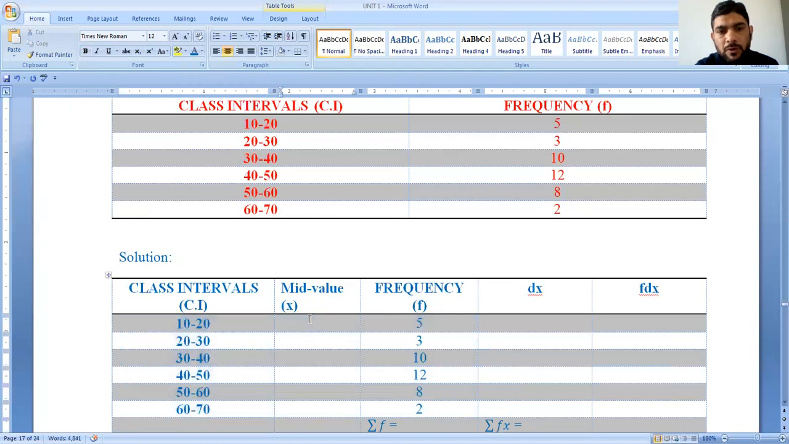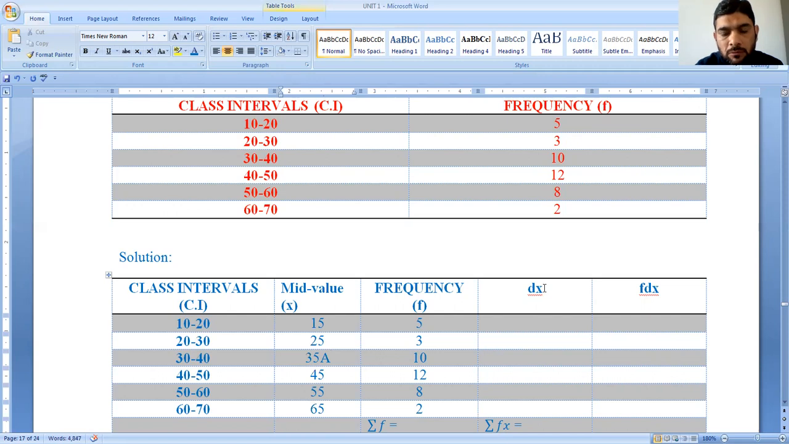Now we have to find out the mid value, that is 10 plus 20, that is 30, 30 divided by 2, it will be 15. Next is 20 plus 30, that is 50, 50 divided by 2, that is 25. And next ones are 35, then 45, then 55, last one is 65. We have to find out dx. For dx we have to assume a value from the mid values, the x. I am going to take 35 as the mid value, as the assumed mean.